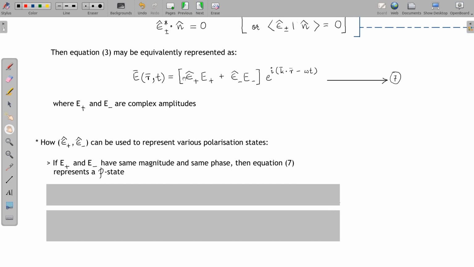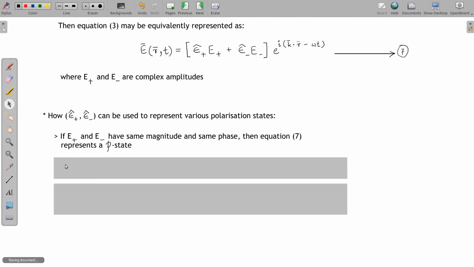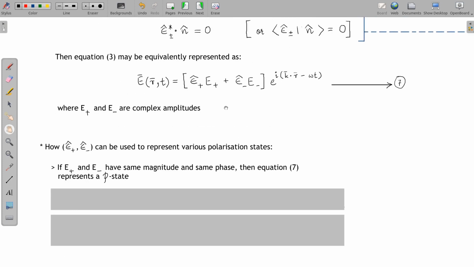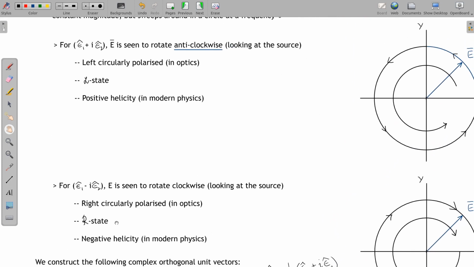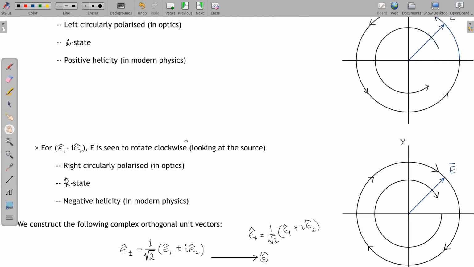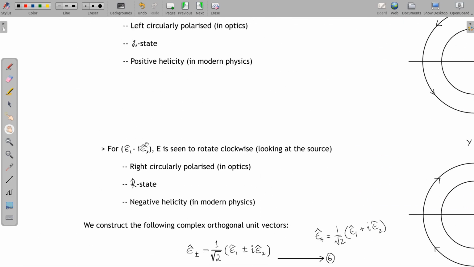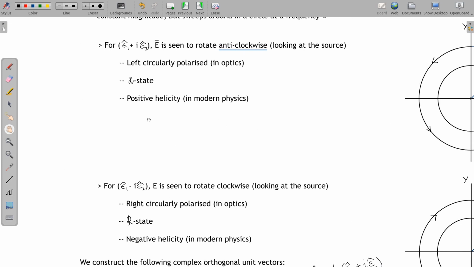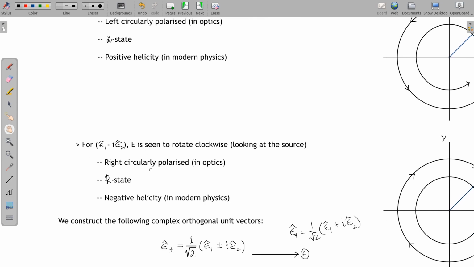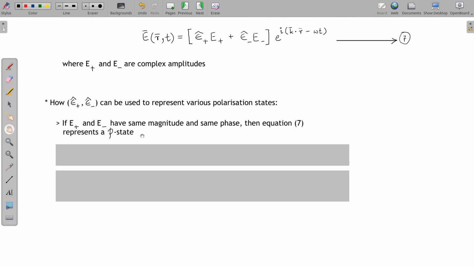For p state, all we have to do is make E plus and E minus of the same magnitude and the same phase. That is, either both of them are real or both of them are complex. That is p state. Then how do you get R state and L state? That's very straightforward. If you want R state, we just need to make E minus non-zero and E plus 0. And if you want L state, we need to make E plus non-zero and E minus 0. Hence the terms positive and negative helicities.